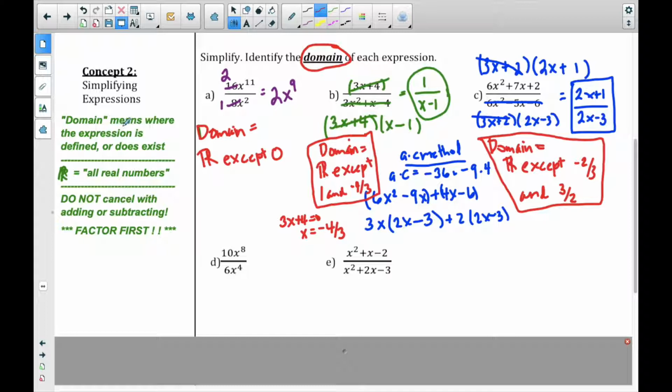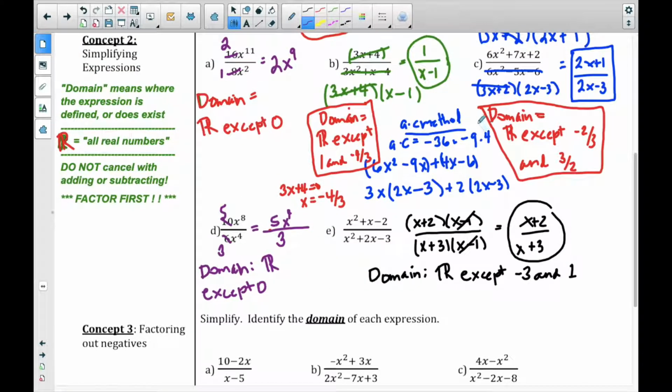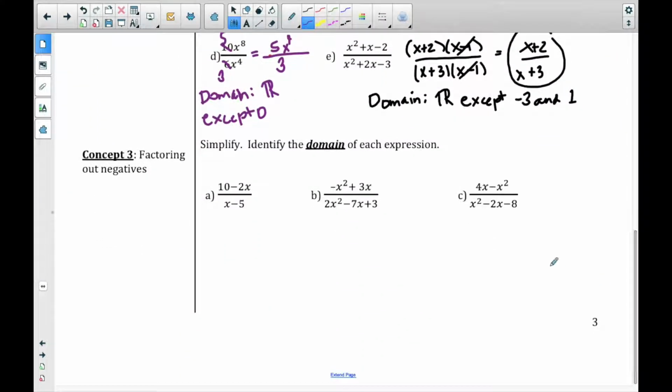So again, make sure you have this written down, that the domain is where the expression is defined or does exist. That R, that's kind of an ugly thing there, that R is all real numbers. And then finally, do not cancel with adding or subtracting. You have to factor first. Okay, that first set of examples were just kind of normal factoring, simplifying problems. In this next section, I want to talk about factoring out a -1, specifically a -1. It says factoring out negatives, but specifically -1.